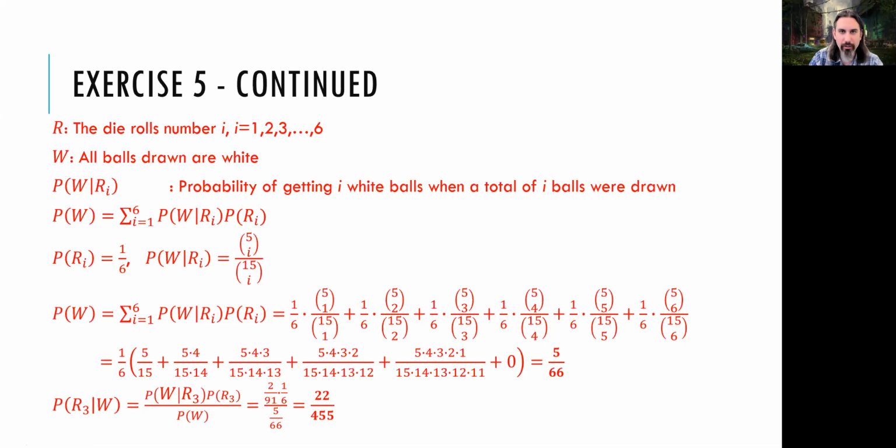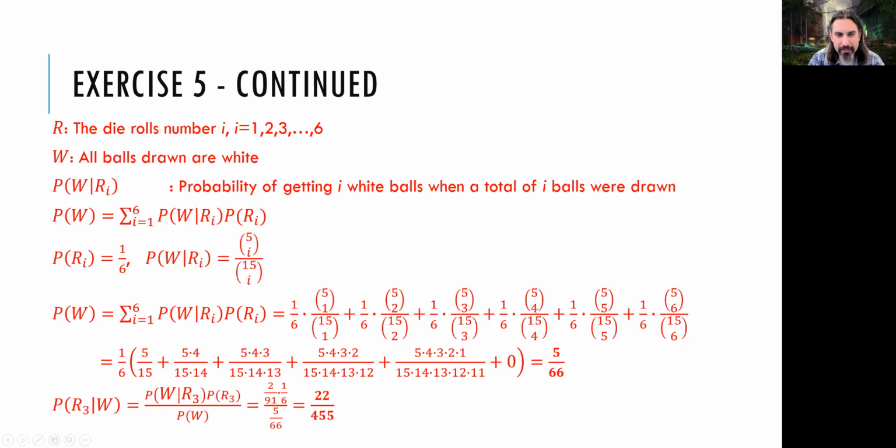Now, this is a new probability. We are looking for R3 given W. We can just transform it with W given R3, because we already know what W given R3 is. We have found it in the previous part of the question, over here. So we already know what this is, and we can just use this one over here. And we already know what the probability of getting all white balls is. We have already found it in the first part as well, 5 over 66. We will just write these values and divide them by each other. And then we're going to get 22 over 455.